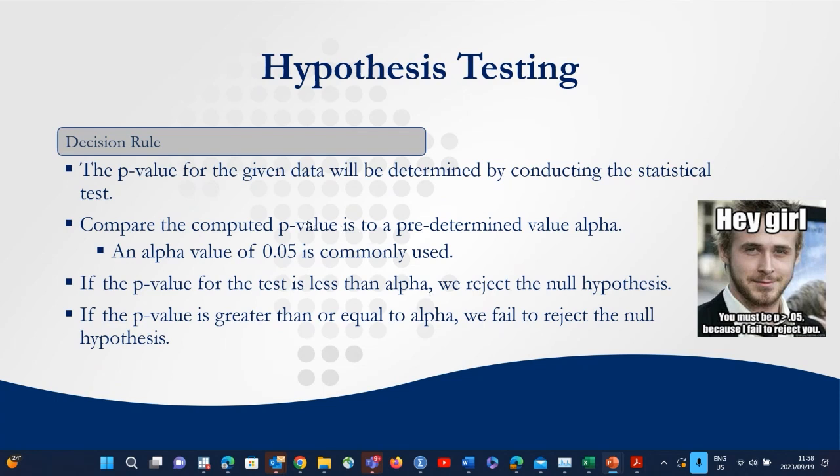So in terms of our decision rule, we compare the computed p-value to a predetermined value alpha. Alpha, we set it as 5%. So it's a predetermined value. You do a statistical test having already set the alpha, and then the p-value will be computed. It's linked to the test statistic that you will be using. So if the p-value is less than alpha, we reject. If it's greater, we don't reject.